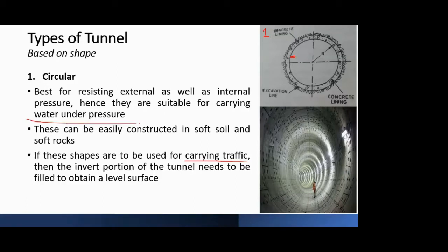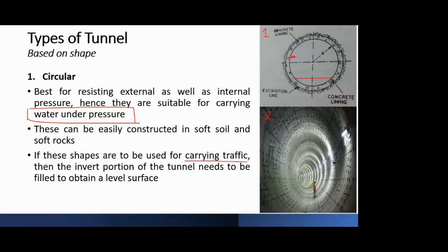Now I told you they are best suited for carrying water, but they are also used for carrying the traffic. But in that case, the inward portion of the tunnels needs to be filled to obtain the level surface. As in, now see the photo on the right side, the first one which I have numbered as 1. So if I have to use this tunnel as a tunnel for road or railway, what I need is a level surface at the bottom, because over that itself my railway track or my pavement will be placed.